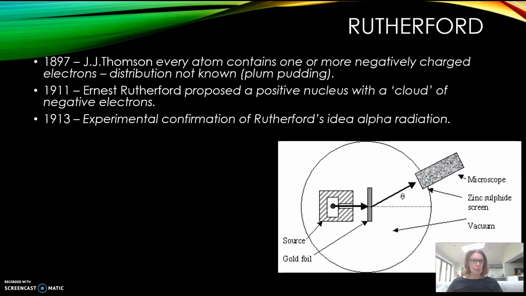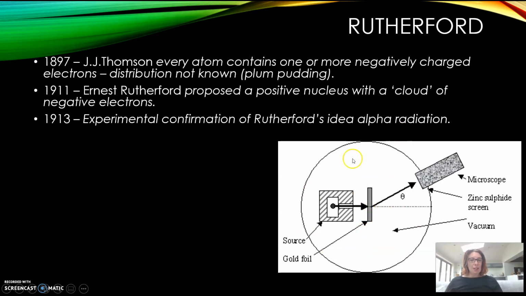This is a really simple diagram of his experiment. Here you've got a surround, and inside is a vacuum. It's really important that it's a vacuum because inside here we're going to have an alpha source. Alpha radiation is absorbed really, really easily by air. So if there was any air in this, the alpha particles would hit it and be stopped, and then they wouldn't reach this target here, which we'll talk about in a second.